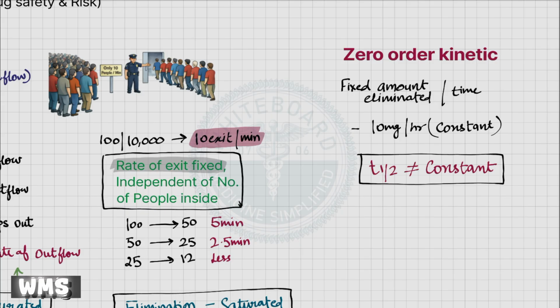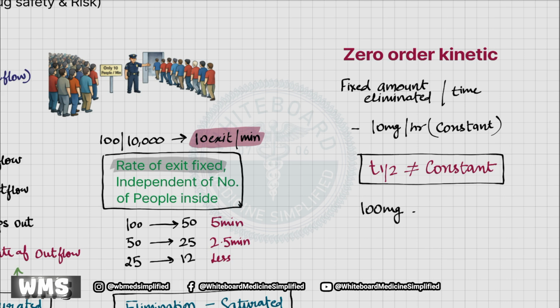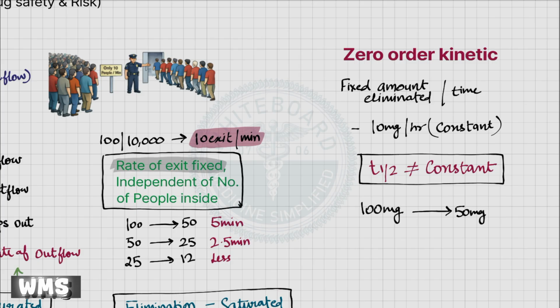Just as the security guard removes only 10 people per minute, it naturally takes longer to remove 50 people than to remove 25. Applying the same logic to zero-order kinetics, if we start with 100 milligrams of a drug and the body removes 10 milligrams per hour, then to reach half of the initial amount, that is 50 milligrams, a total of 50 milligrams must be eliminated, which takes 5 hours.